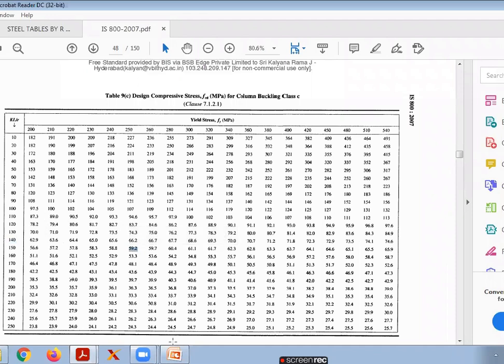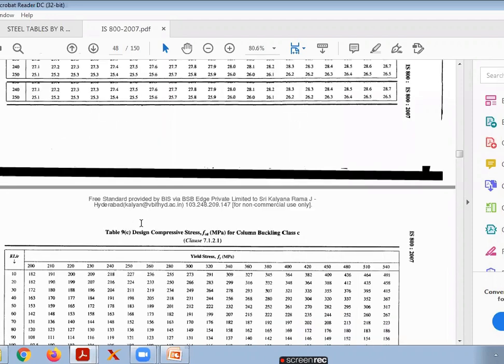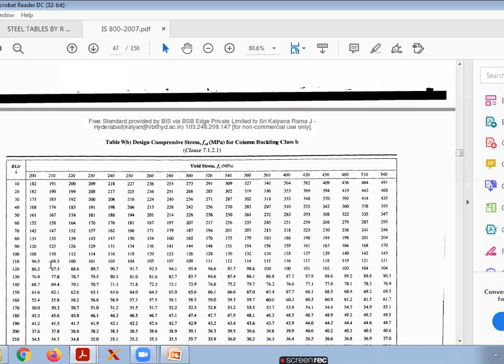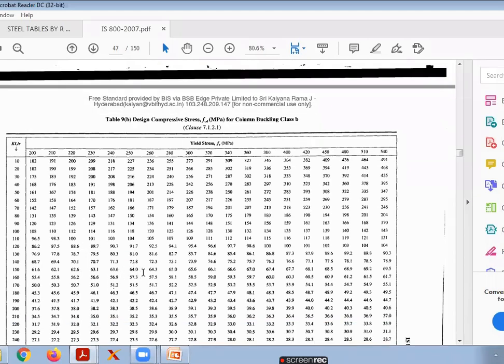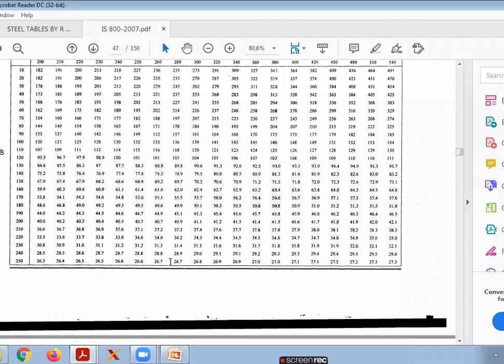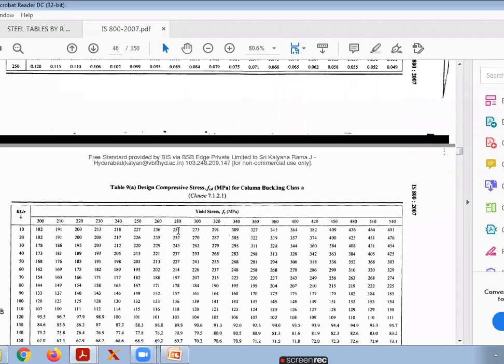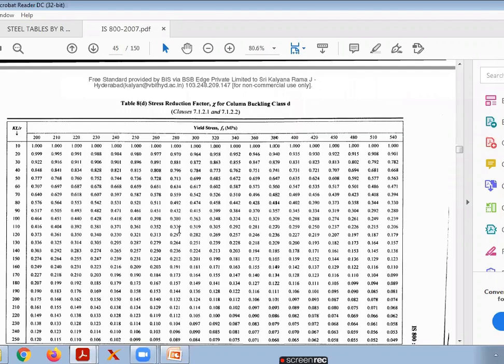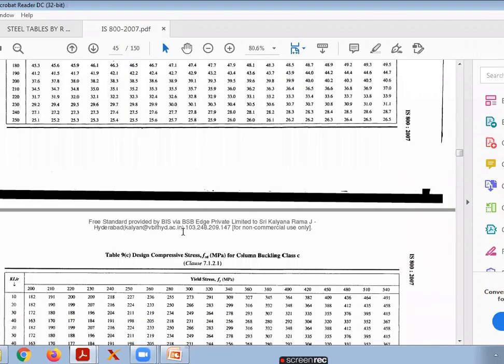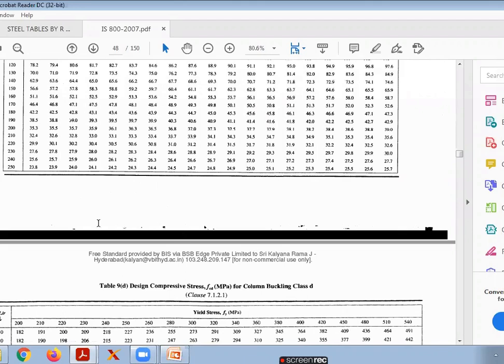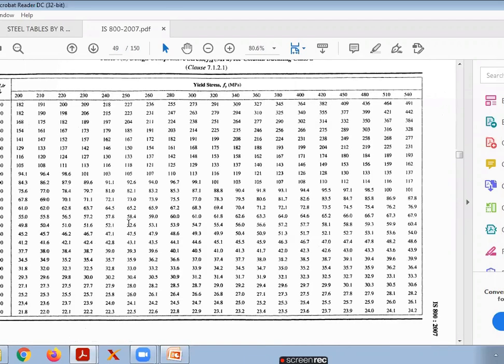Here we have KL by R value 146. So how will we do that? You have to take the interpolation. You will take from these three tables whichever class you are going to take. For that class you have to take the KL by R value and design the value.